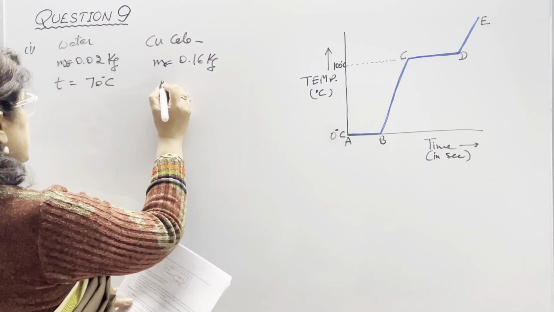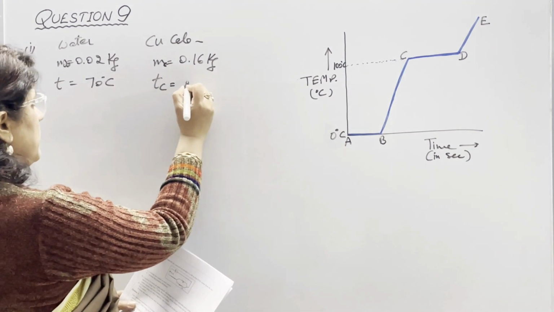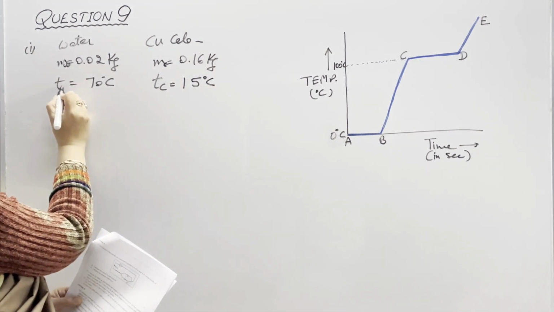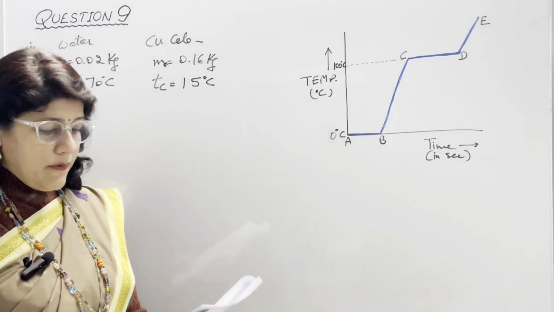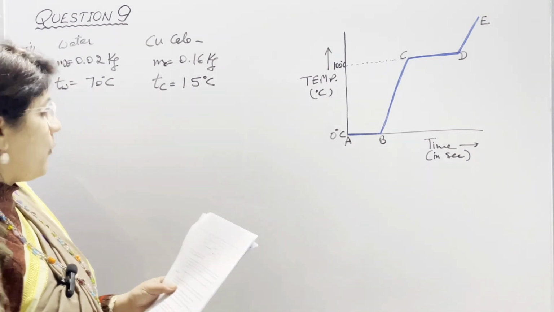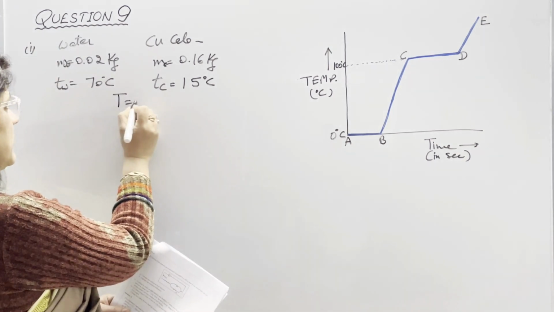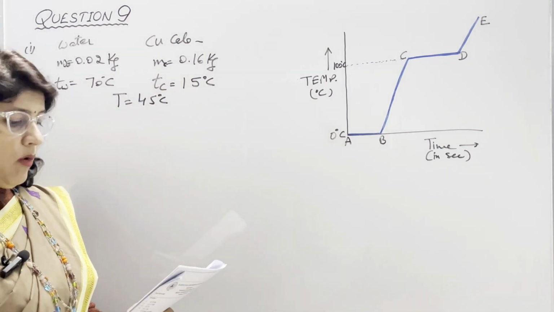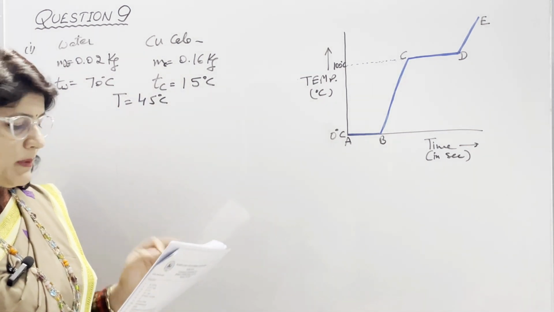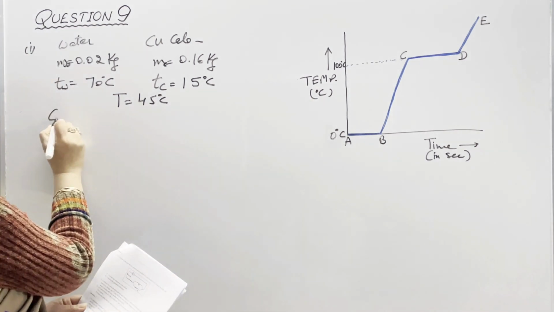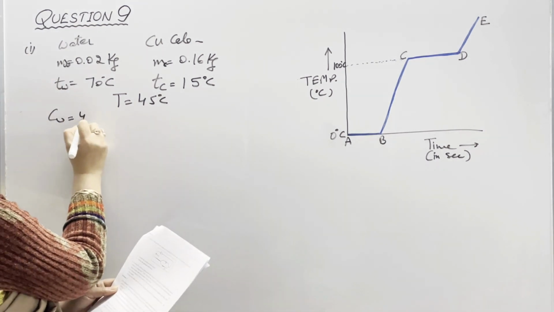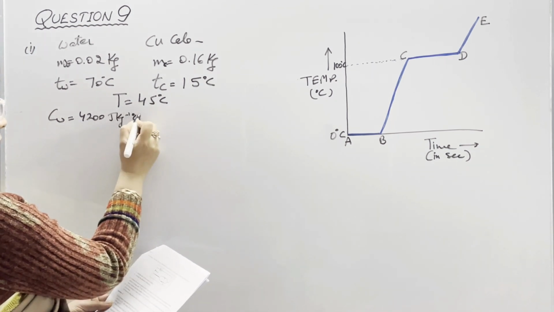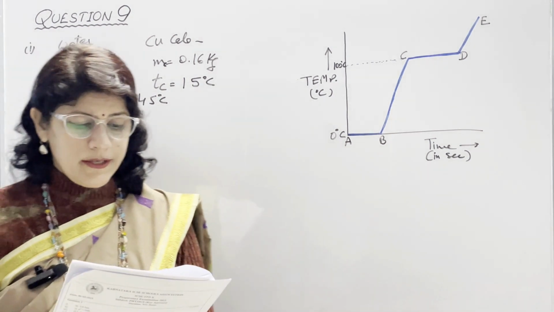Initially at 15 degrees Celsius. So the temperature of the calorimeter is 15 degrees Celsius, and this is the temperature of the water. After stirring, the final temperature reached 45 degrees Celsius. Now, the specific heat capacity of water is also given. C of water is given as 4200 joule per kg per Kelvin or degree Celsius.